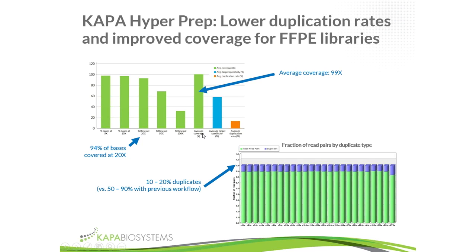Average coverage about 99x. Target specificity unaffected. But the huge difference here was the duplication rate. And so this customer reported that typically, they see 50 to 90% duplication rates with samples like this, whereas with the Hyper Prep kit, it was reduced to the range of 10 to 20%, and so obviously very excited about that.